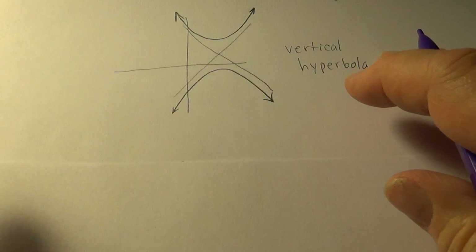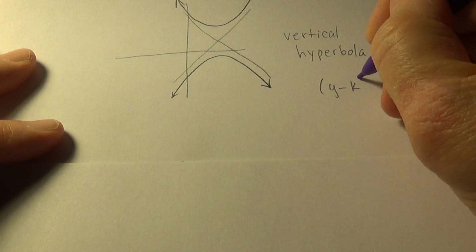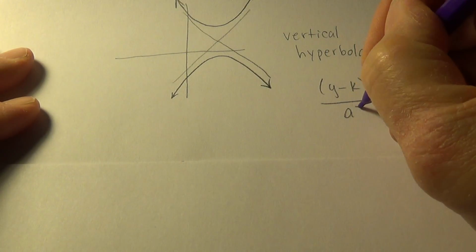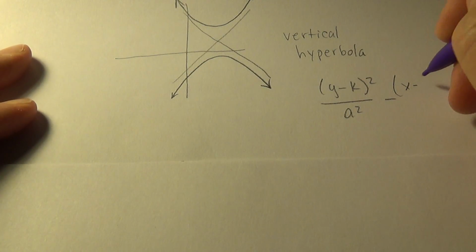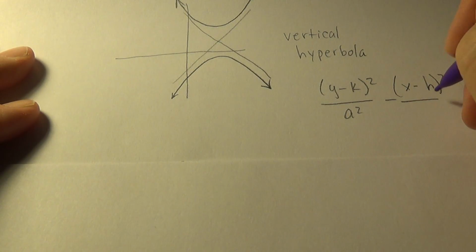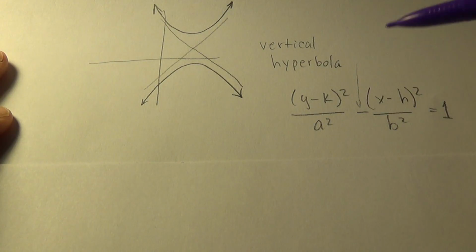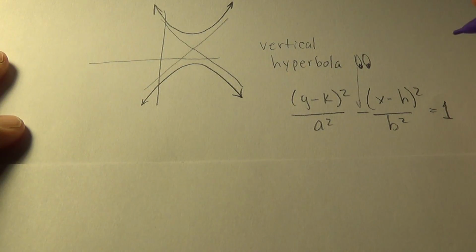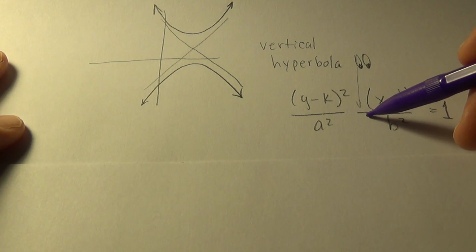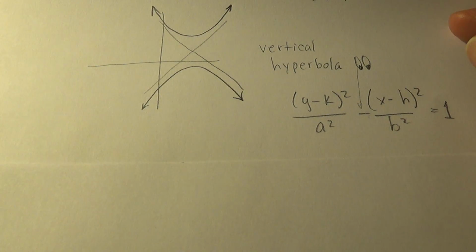Alright, so the equation for that one is y minus k quantity squared over a squared minus x minus h quantity squared over b squared equals 1. And again, similar to the ellipse, except right there. So you have to look right there to see if you're dealing with an ellipse or a hyperbola. A negative sign says hyperbola.